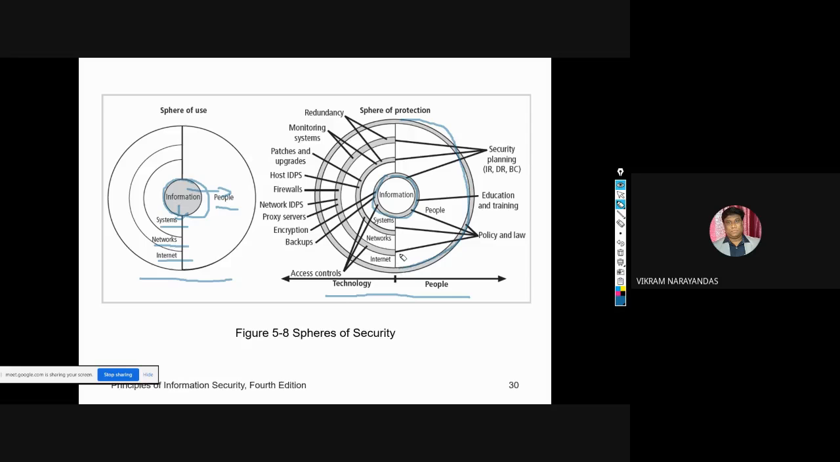So people are also an asset for your organization. Information is an asset for your organization, the most valuable asset. And systems are also valuable assets. Networks, internet. So for each layer, we are providing security. For each element, we are providing a security layer architecture, security protection to prevent access to the inner layers from the outer layers.